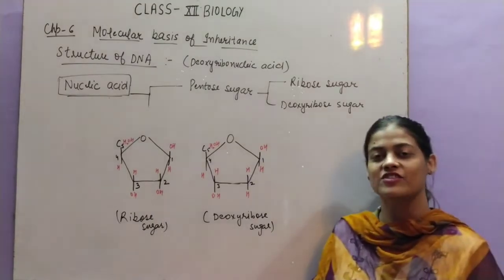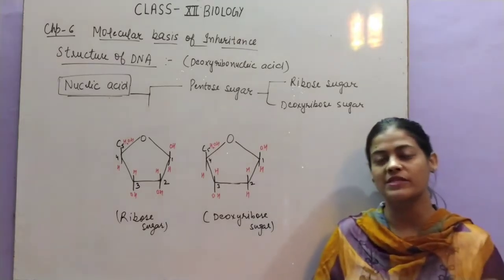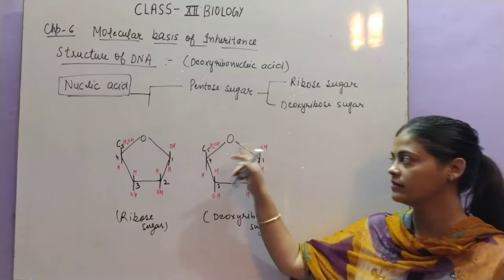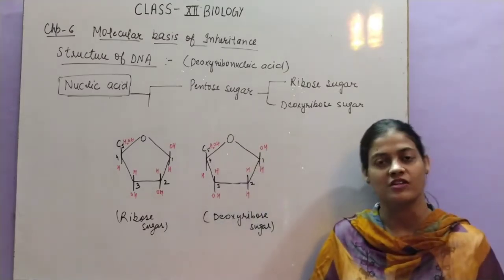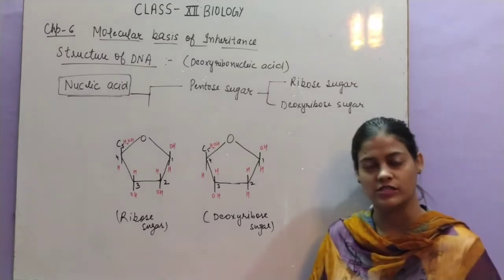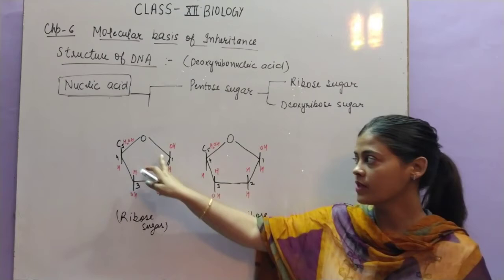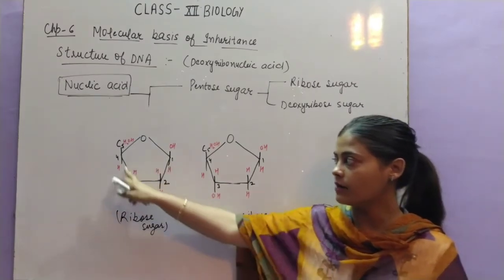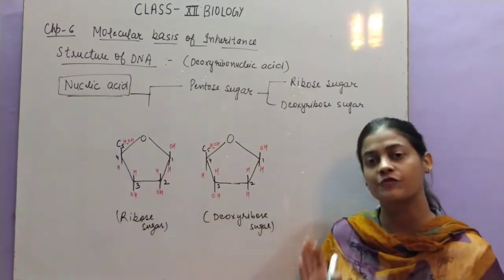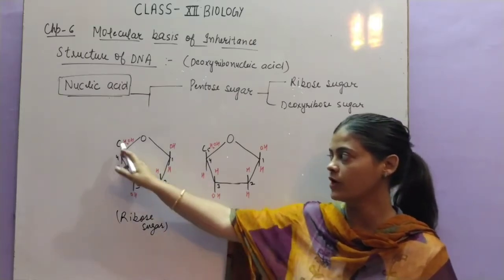So let's first see the structure of pentose sugar. As the name says, pentose has 5 carbons, and this kind of ring-like structure is there. Here I have shown both ribose sugar and deoxyribose sugar. At this position they have an oxygen, then carbon, carbon, carbon, carbon and carbon. So there are 5 carbons. I have given numbers 1, 2, 3, 4 and 5.